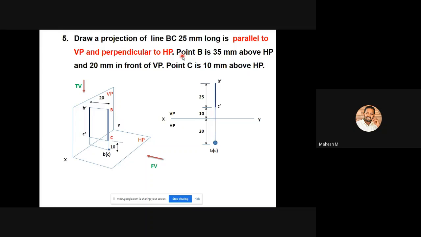Next, point B is 35 mm above HP and 20 mm in front of VP. Point C is 10 mm above HP. It is a different condition. I will tell you how to create this problem. Initially you have to identify whether it comes under this category.